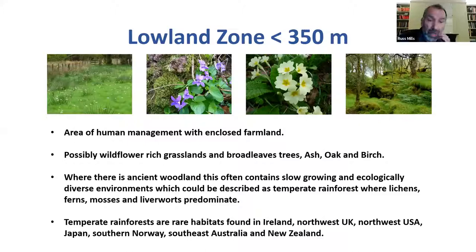And in Ireland, these are now quite rare and are found generally in gullies and in narrow ravines. But let's have a look what we can see in these areas. This is typically what enclosed grassland might look like.